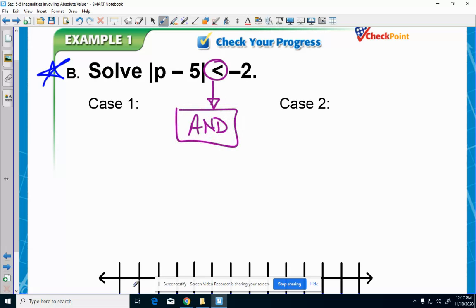That symbol says and. He said I can't read, write, or speak. I might as well just go home. That's what you're telling me. All right, thanks. Okay.